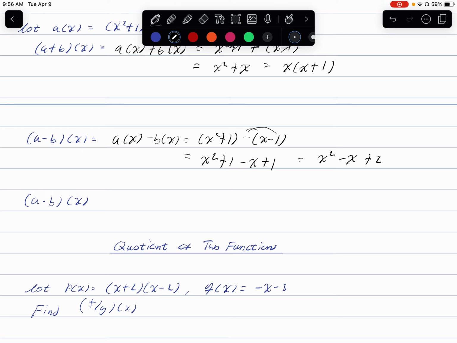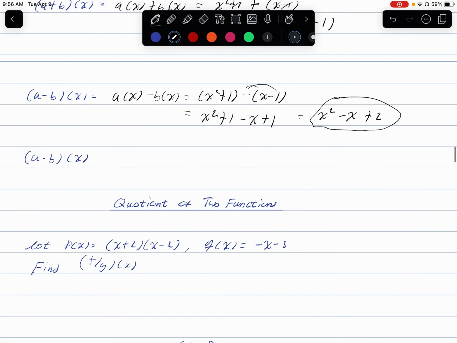Okay, and that would be probably as simple as you're going to get. I don't think we can factor that very easily. And then we have a times b of x. We'll have a of x times b of x, and that's going to give us x squared plus 1 times x minus 1. All we have to do here is FOIL.